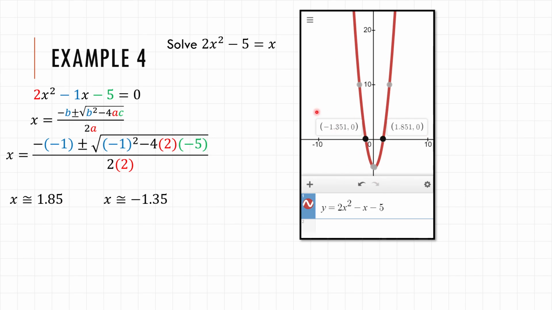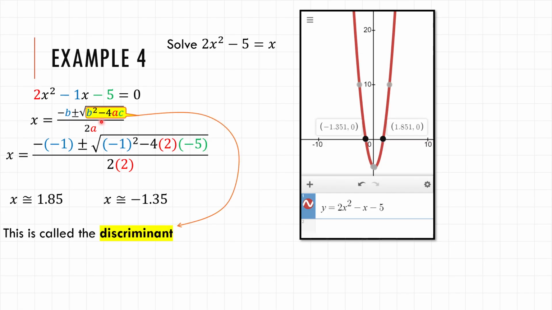Now, one thing to note when you are solving quadratics using the quadratic formula is that this expression in here, b squared minus 4ac, is something called the discriminant. The discriminant is this expression that is underneath the square root. And because it's being square rooted, that creates an interesting sort of situation.